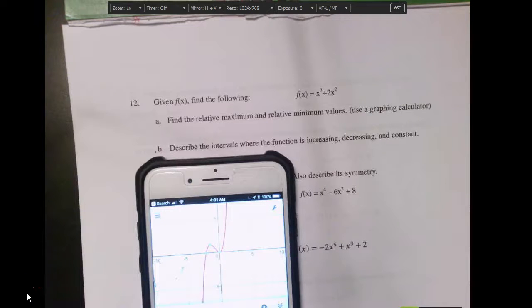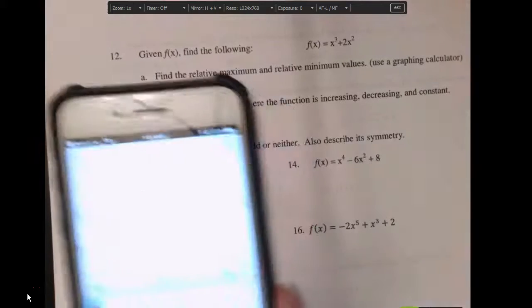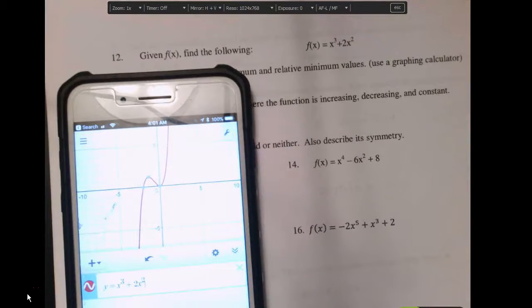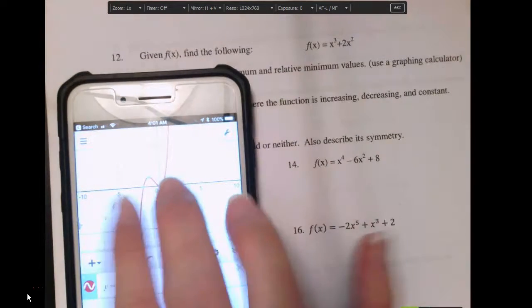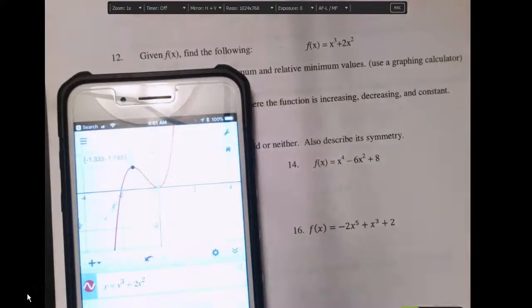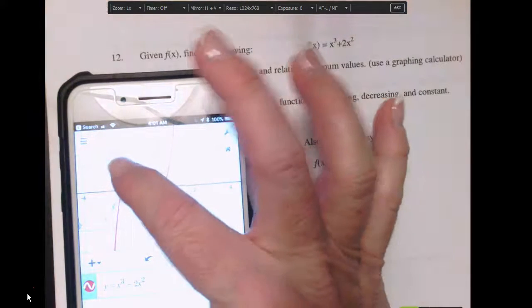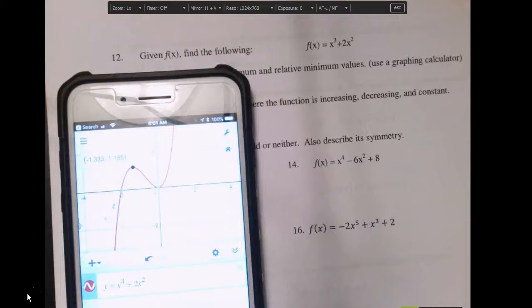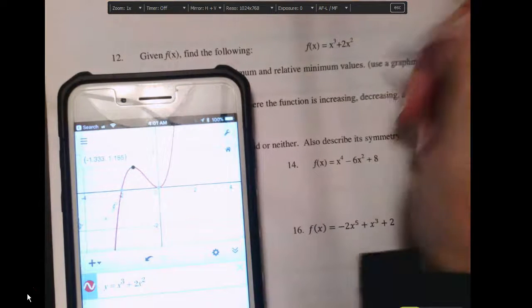Okay, good morning. I'm working on the LTA here, and I'm on problem number 12. That's on page 2. And I've got my Desmos app open, and I've got the function graphed. And I'm looking for the relative maximum and the relative minimum. So I've got some points here, and it looks like where that dot is, is the maximum.